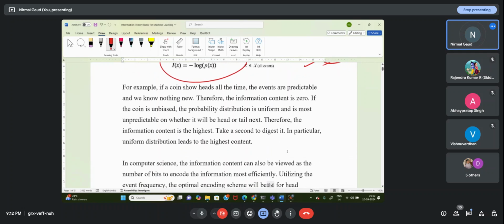For example, if a coin shows head all the time, the events are predictable. That means there is nothing new, so no information. When you already know this will happen, you won't get any information from it. You will never get information if you already know what's going to happen. There is nothing new.